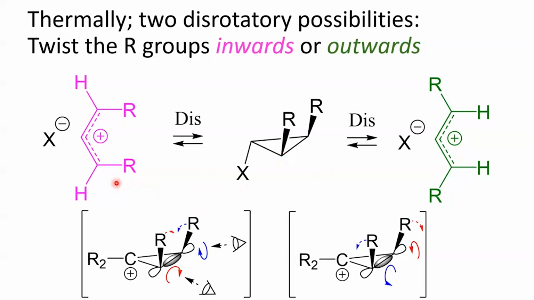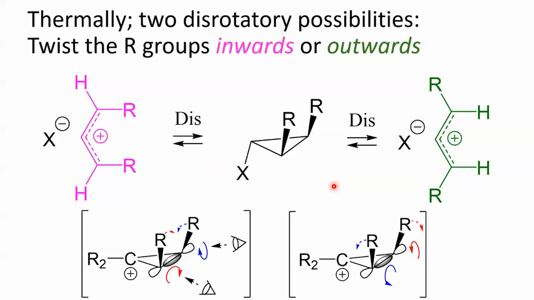Focusing on the left-hand side, we could rotate the R groups inwards. Looking down here at the transition state, the left-hand p orbital, we're going to rotate clockwise. The right-hand p orbital, we're going to rotate counterclockwise. This is going to bend these R groups towards one another. And ultimately, when the bond breaks, we'll arrive at this product shown here, with these R groups in a cis arrangement in relation to one another.